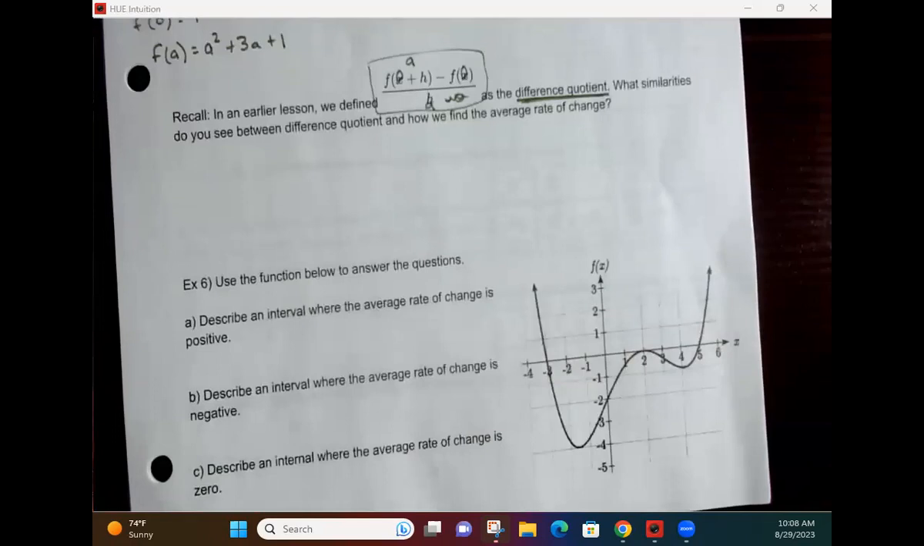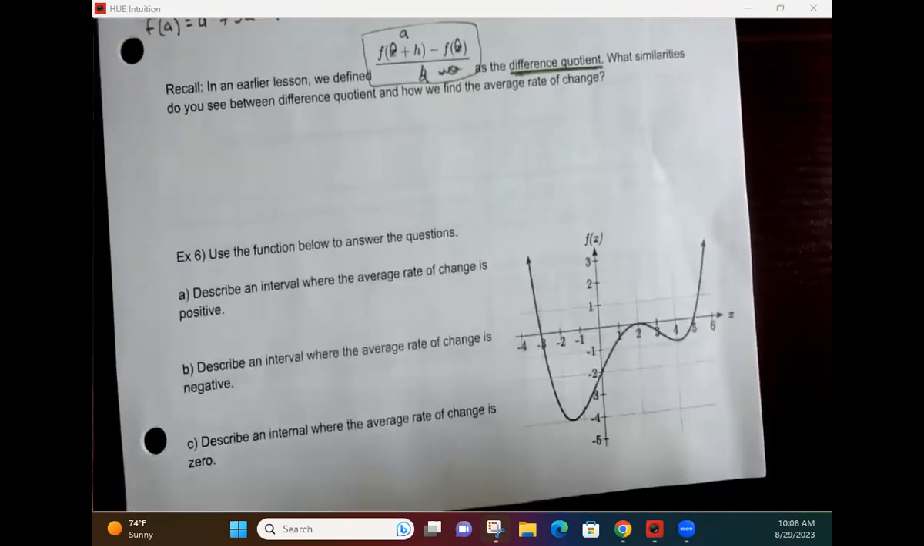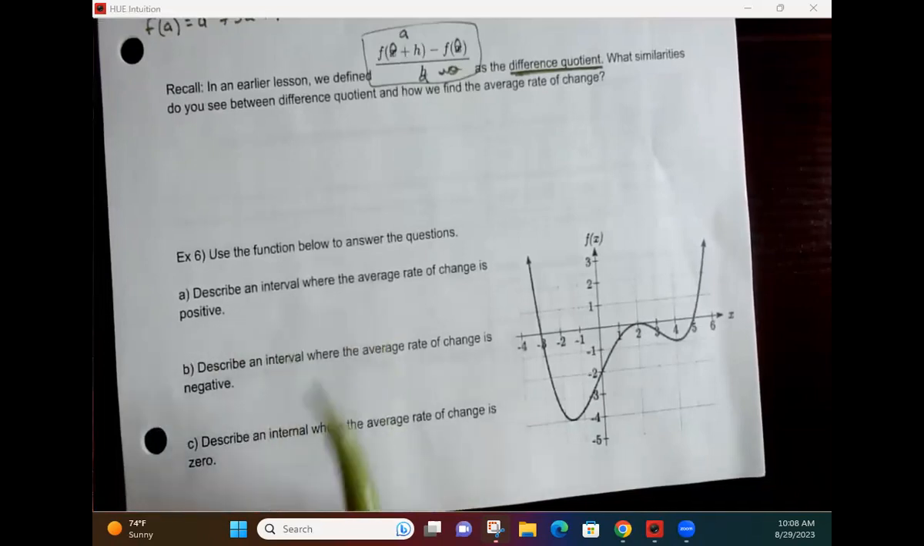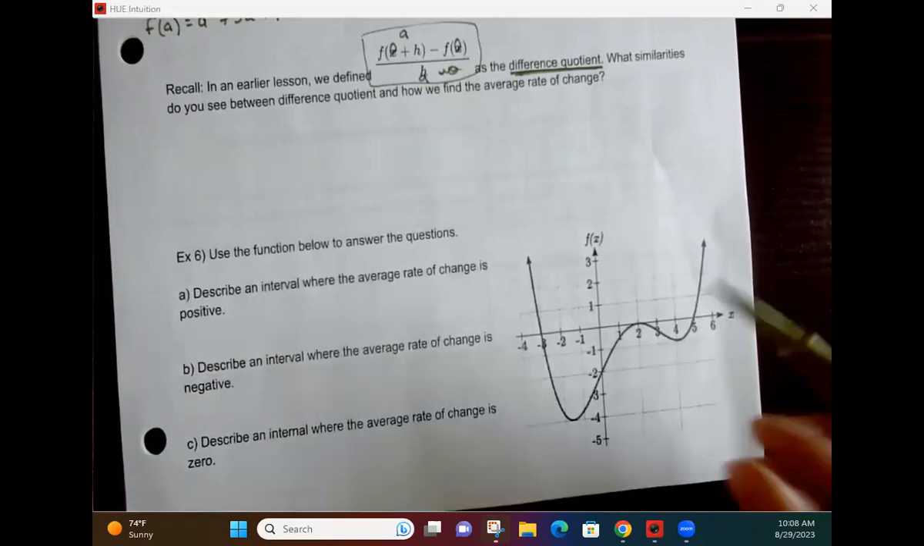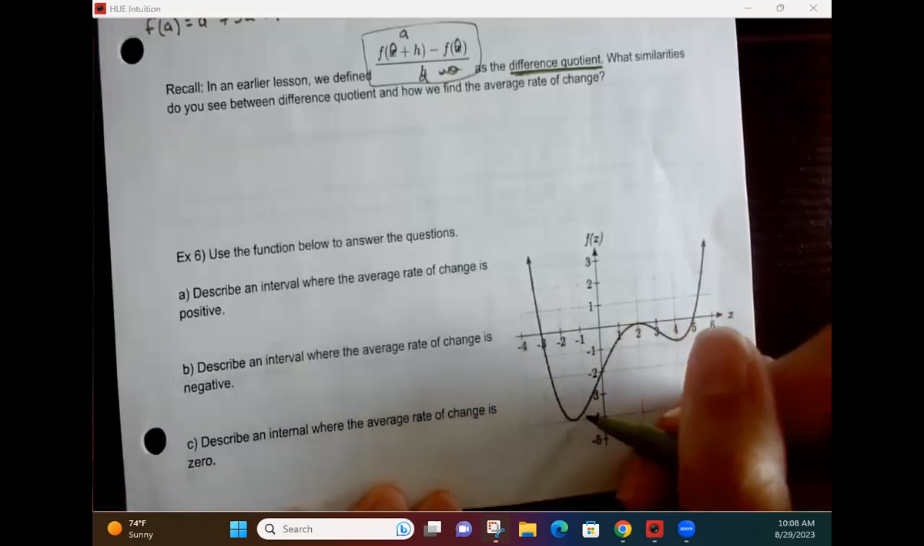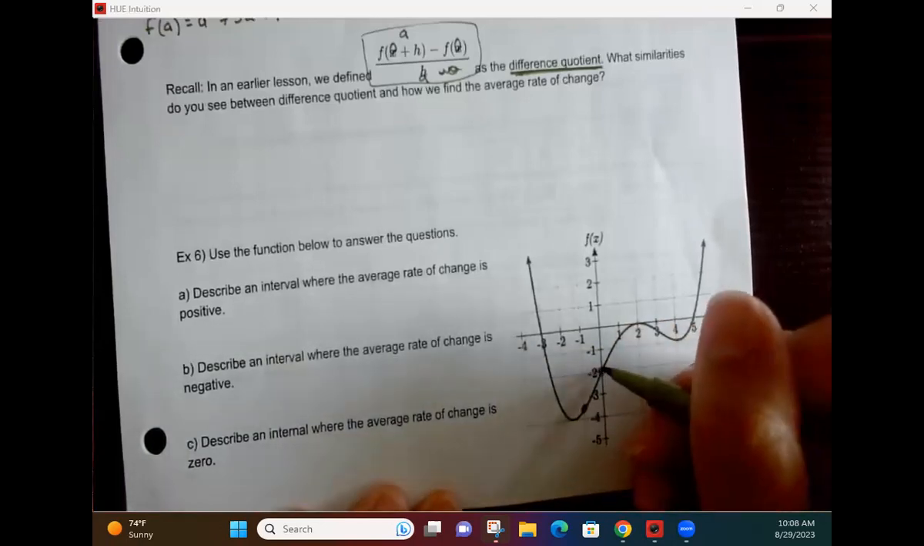I'm going to go through a couple more examples together today. For example 6, we've got a function graph here for us. For A, describe an interval where the average rate of change is positive. So instead of me giving you the intervals this time, we're going to come up with the intervals. Okay, an interval where the average rate of change would be positive. Okay. There are a lot of different options. If you wanted to pick an easy interval, you could go from maybe an x value of -1 to an x value of 0.